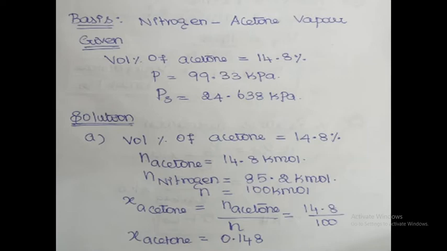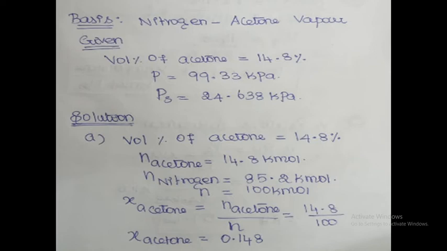What is the other component? Nitrogen. So how will we calculate the nitrogen percentage? The 14.8% acetone is present, meaning the total percentage is 100. 100 minus 14.8 is equal to 85.2 percent nitrogen. Percentages are directly taken as kilomole. That's why the number of moles of nitrogen is equal to 85.2 kilomole. Are you clear or not? So what about the total kilomole? N is equal to 100 kilomole: 14.8 plus 85.2 is equal to 100 kilomole.